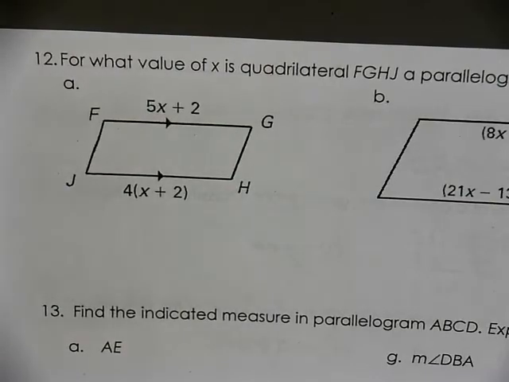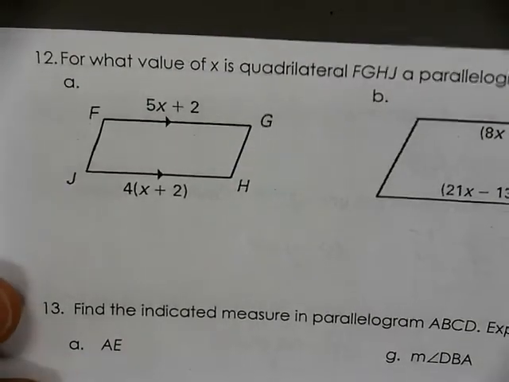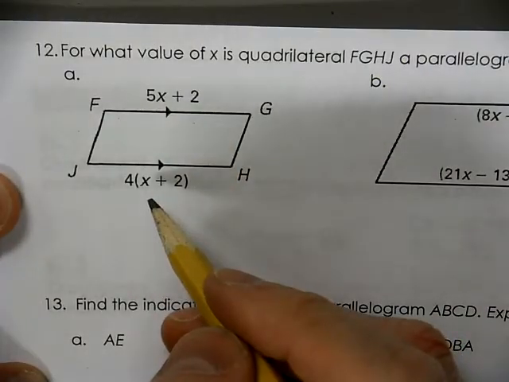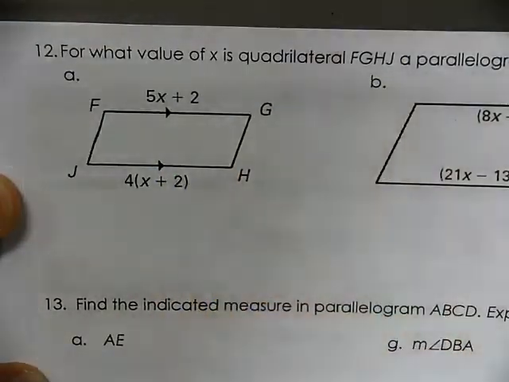On the opposite side, we're going to find the value of x. That makes this a parallelogram. So for this to be a parallelogram, we know opposite sides are congruent.